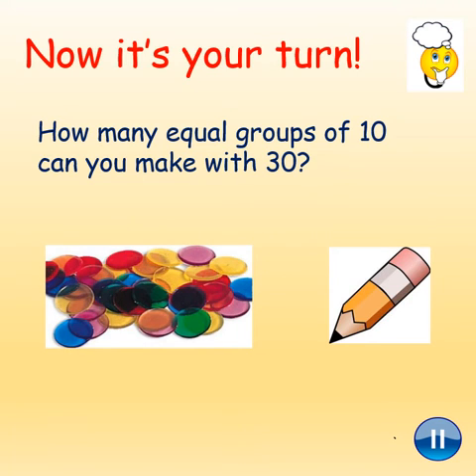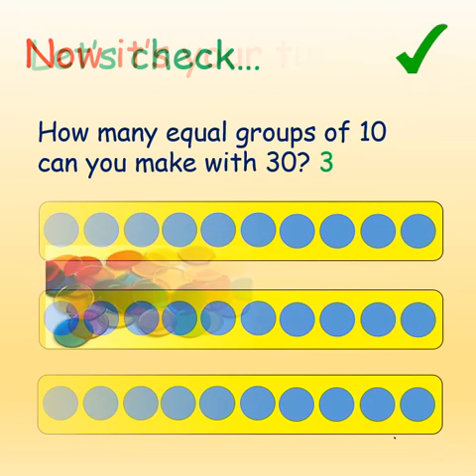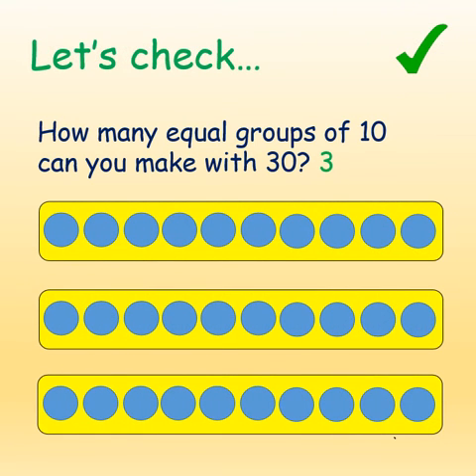Okay, and the last one. How many equal groups of 10 can you make with 30? Pause the video here and have a go. Okay, you should have worked out that there were 3 groups of 10 that you could make with 30. Well done, everyone. You've worked really hard.